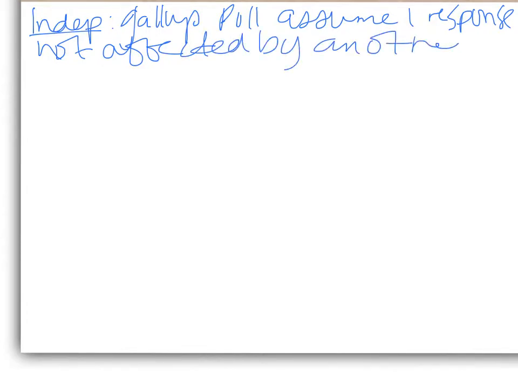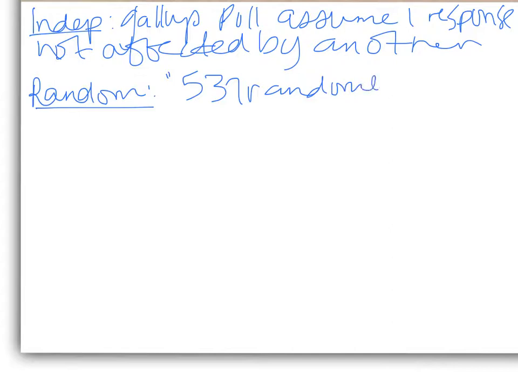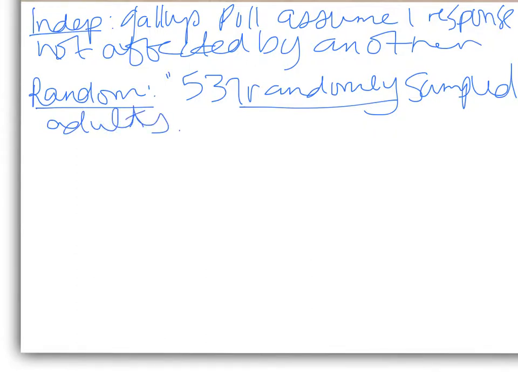Gallup is a very good sampling organization, so they're probably going to do a very good job of randomly selecting. They're probably going to be independent because they're not going to be calling all from the same town or anything like that. Independent and random are always kind of linked together. It's quoted in the problem: 537 randomly sampled adults. So I know I don't have to assume random.